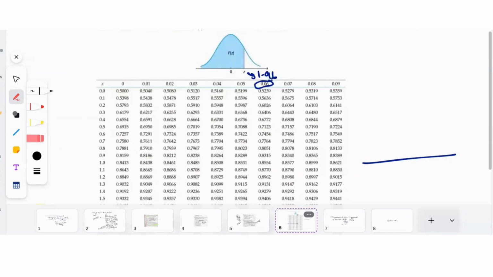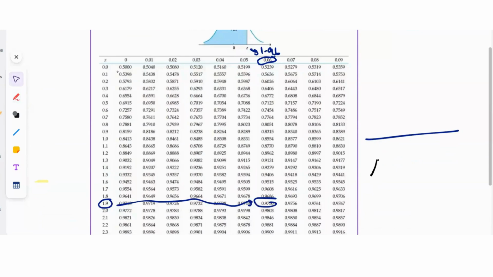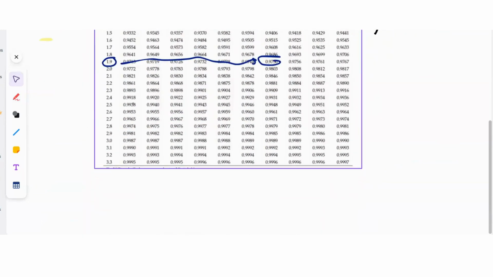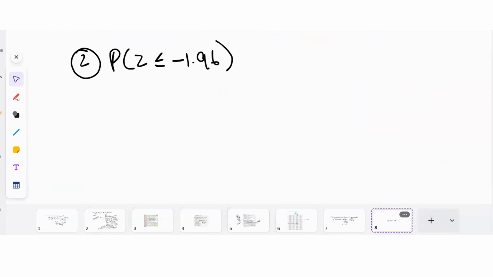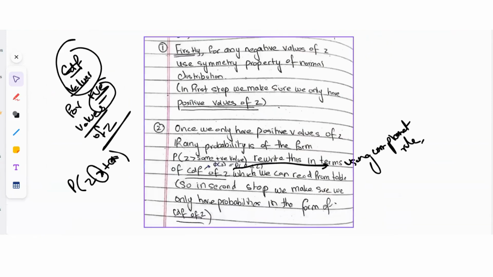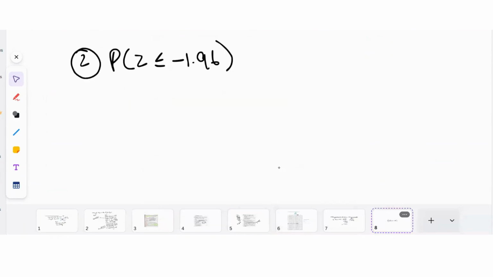Now let's do a second part related to this, where we still want to find the probability to the left of Z. But now instead of the probability Z is less than or equal to 1.96, we want to find the probability Z is less than or equal to minus 1.96. If you go back to the Z table, the one that we're using only has CDF values for positive values. See here, it starts giving you CDF values from 0 up till 3.3. It doesn't have CDF values for negative values. And like we said, whenever we have negative values of Z, the first step is that we use the symmetry property to get it in terms of positive values. That's what we're going to do over here.